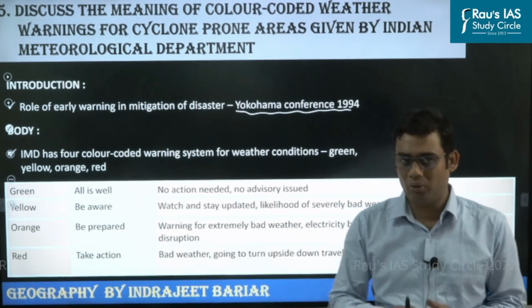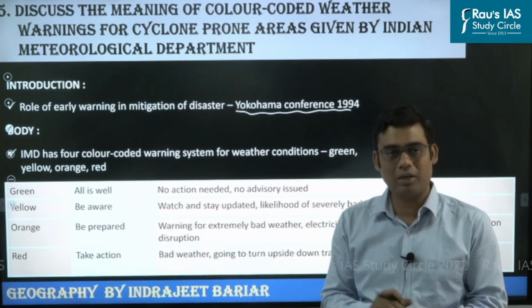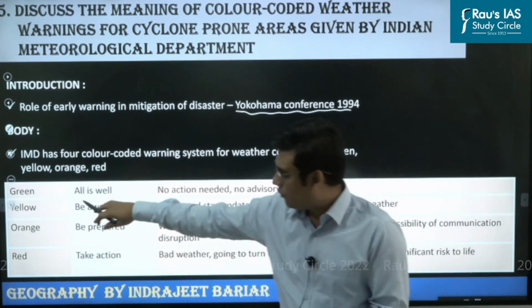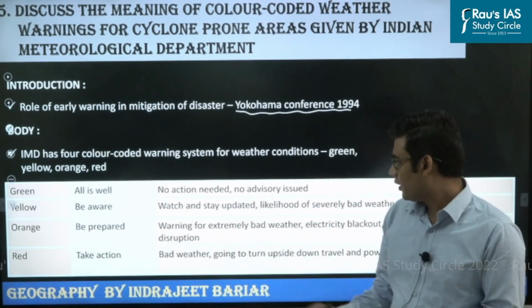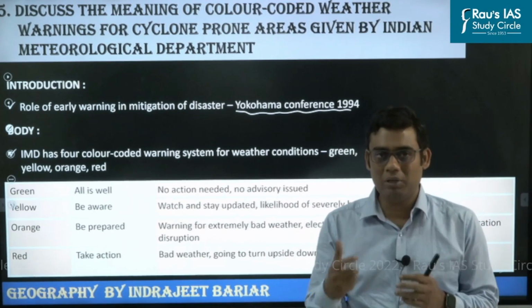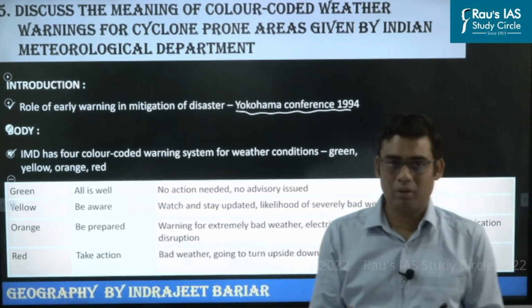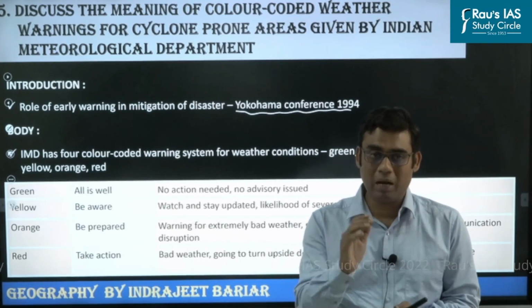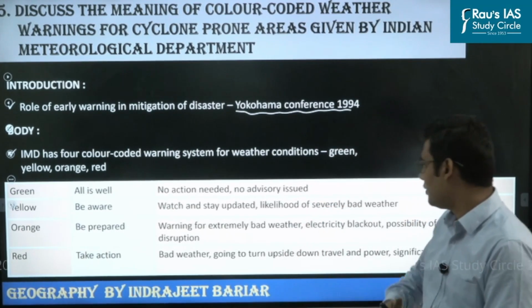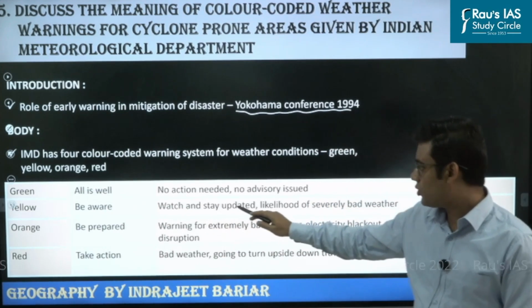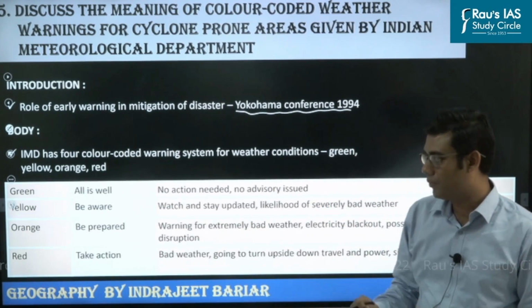Okay, there are no adverse or unfavorable weather conditions, and so no action is needed. But when it comes to yellow, yellow starts with the idea that there is a probability of weather turning bad. There are high chances. So in that case, be aware, watch and stay updated.